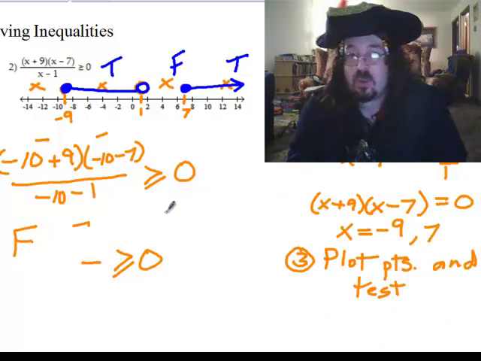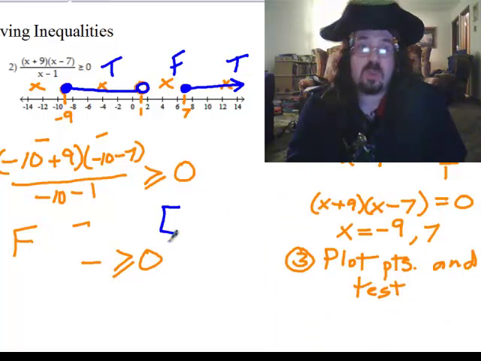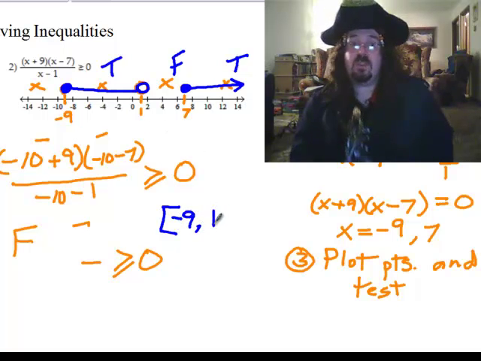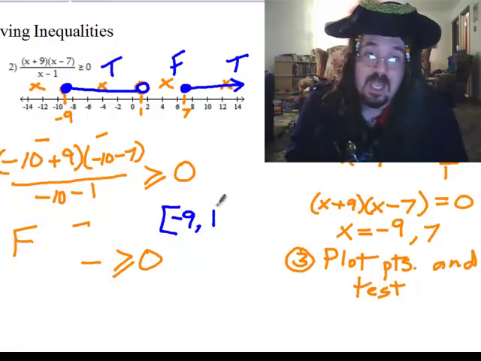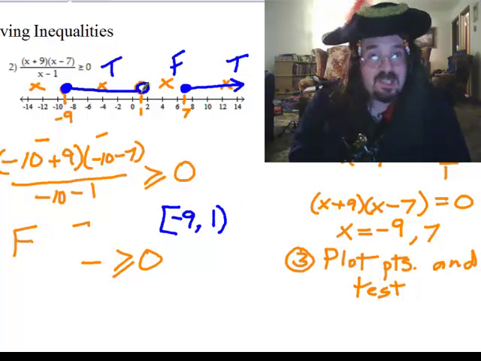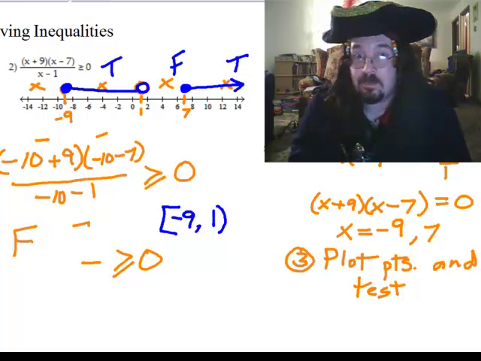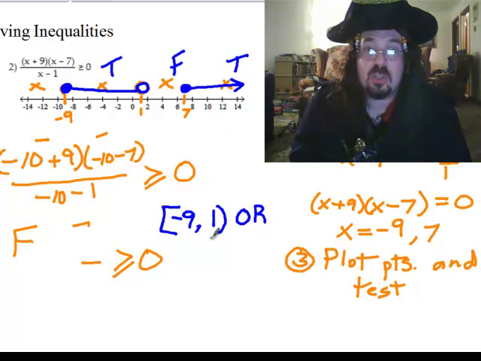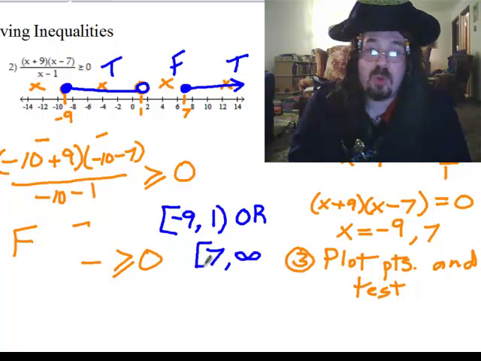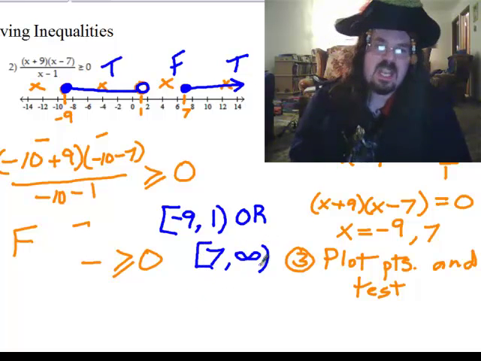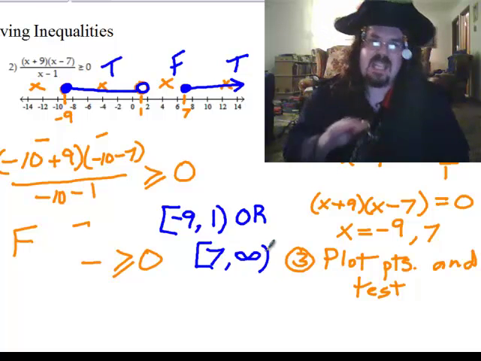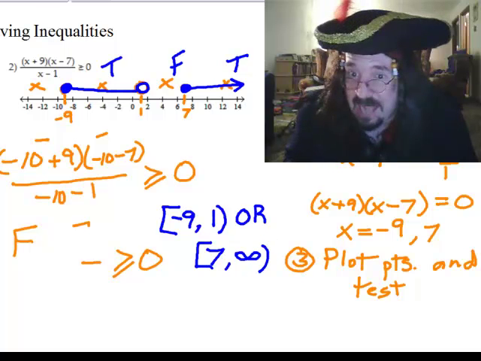So to put this in interval notation, we're going to start with the bracket at negative 9 and go till we get to positive 1, and we will put parentheses because it's undefined at 1. And then we'll write the word or, and we will have to include from 7 to infinity. And we'll put brackets around the 7, but we never want to put brackets around infinity because that's very rude, and even pirates would have better manners than that.